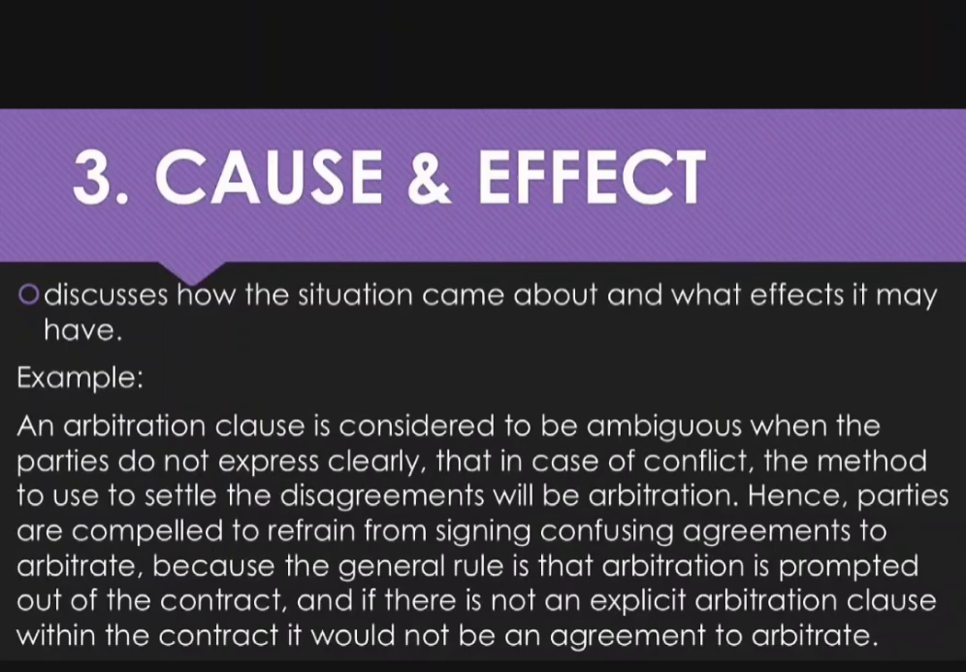So, for our example, we still have the term arbitration. Let me read the example. An arbitration clause is considered to be ambiguous when the parties do not express clearly that in case of conflict, the method to use to settle the disagreements will be arbitration. Hence, parties are compelled to refrain from signing confusing agreements to arbitrate.